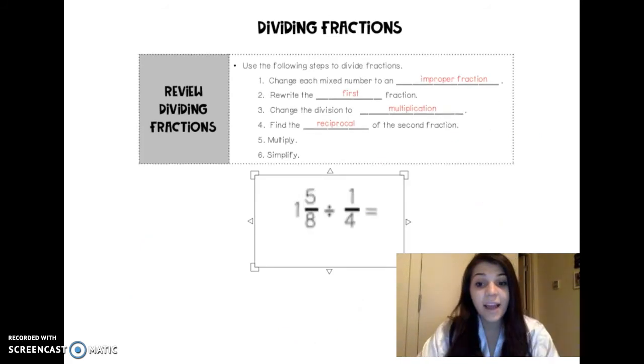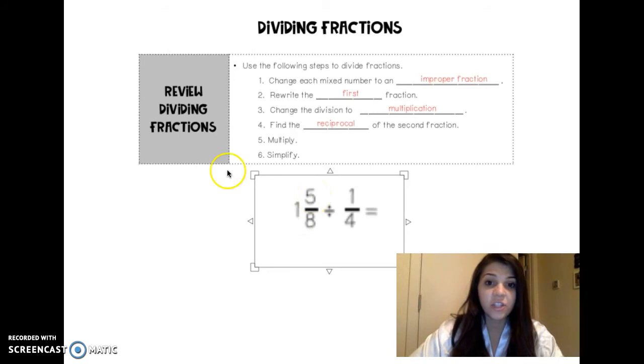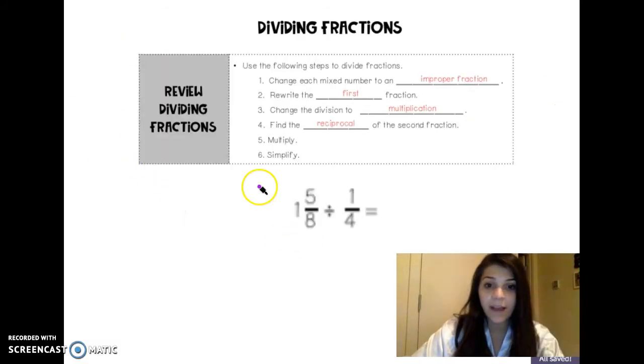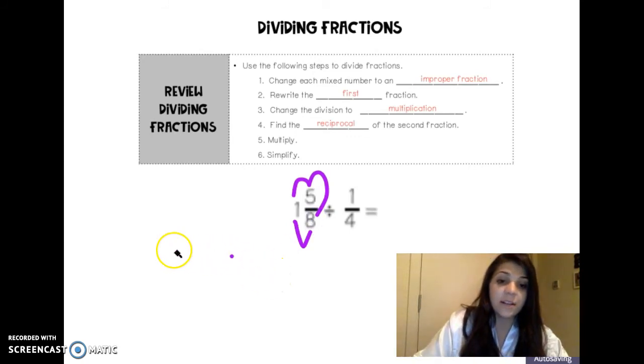Okay, now we finally have a problem that I want us to try that actually does contain a mixed number. So, as we know, our first step for dividing fractions is to change each mixed number to an improper fraction. And so we know the only way to do this is by doing our heart method or by doing the half circle, whichever one you prefer. So we have to start by doing that. So we have 8 times 1, which gives us 8, plus 5, which gives us 13, over the denominator, which is 8.